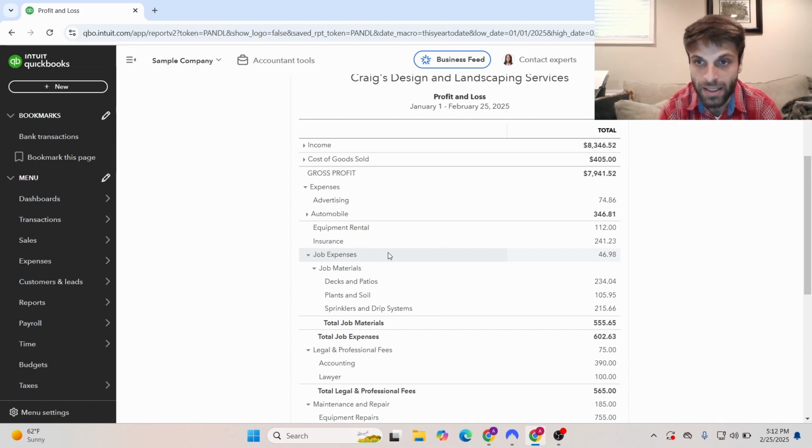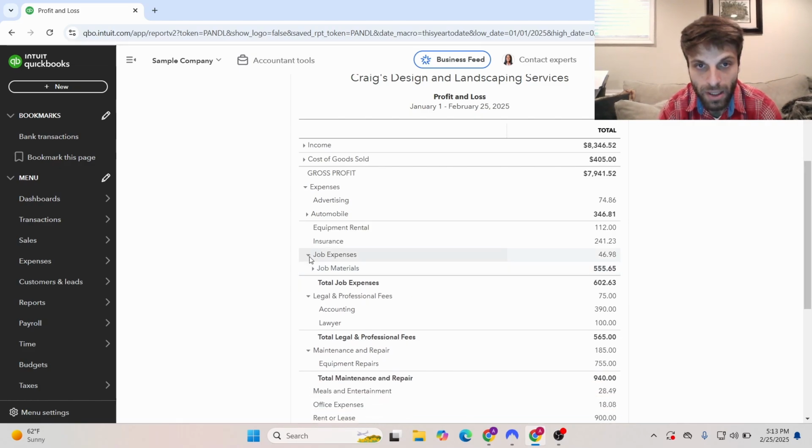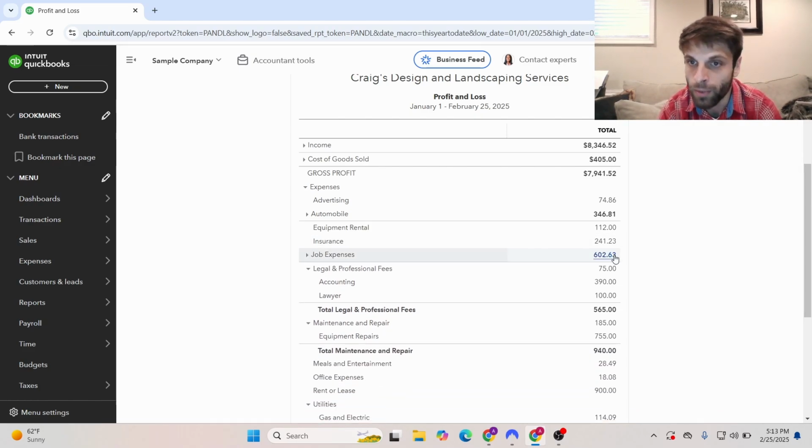We have job expenses, and as part of job expenses, we have job materials, right? We said that we had another job materials, so job materials should be an expense. So we have decks and patio, plants and soil, sprinklers and drip systems. So we have all of these different expenses. We'll minimize that here, and job expenses totals up to be $602.63.